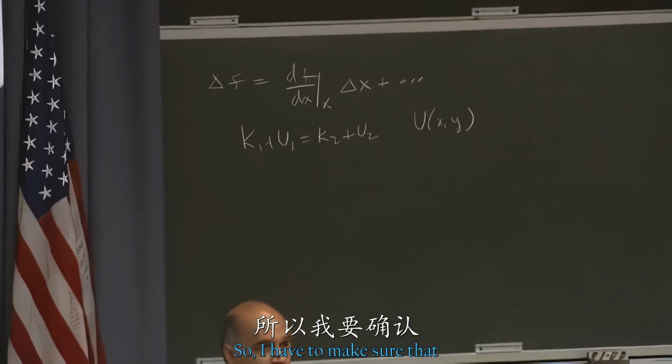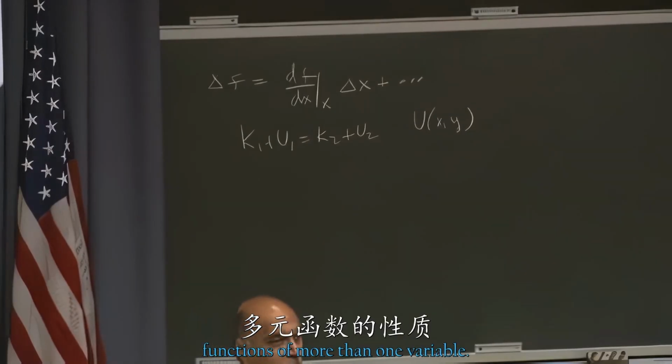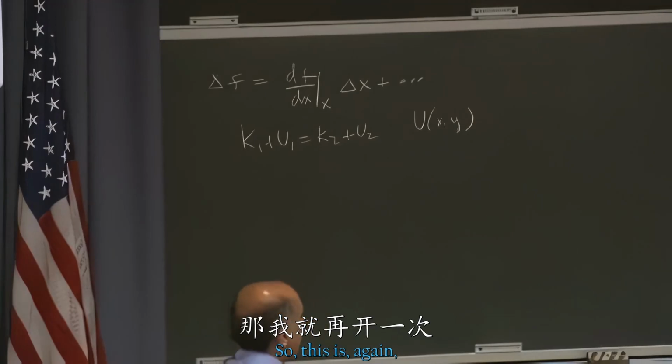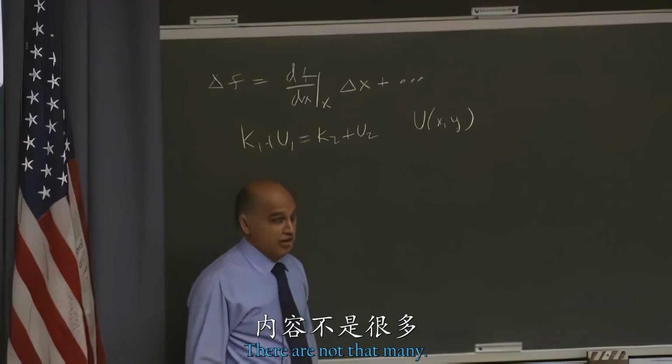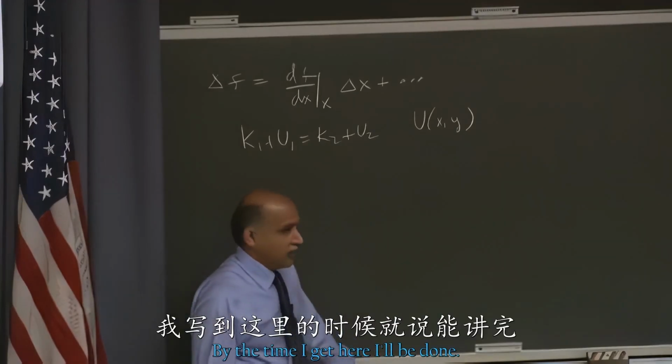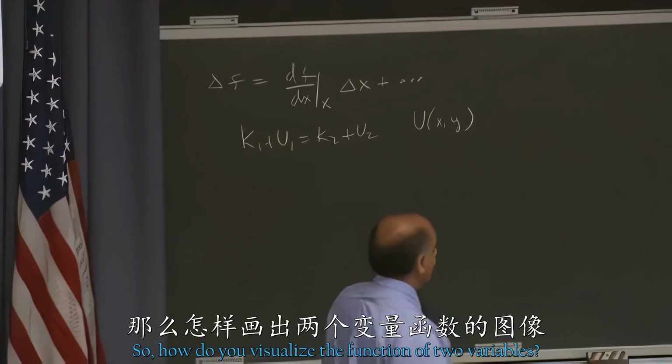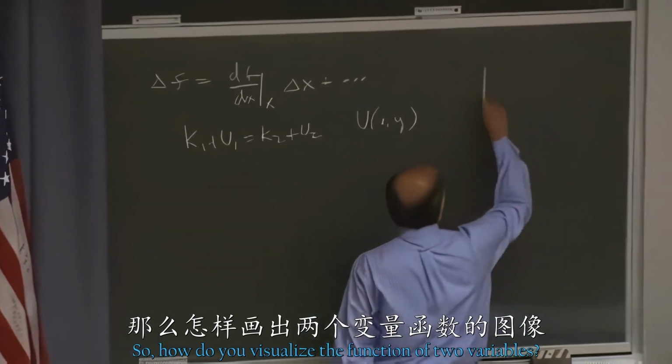So I have to make sure that you know enough about functions of more than 1 variable. So this is, again, a crash course on reminding you of the main points. There are not that many. By the time I get here, I'll be done. So how do you visualize a function of 2 variables?